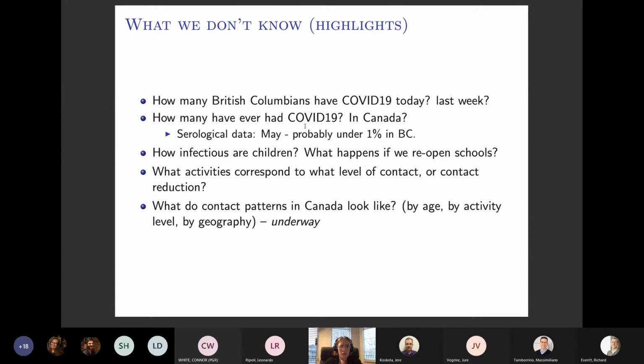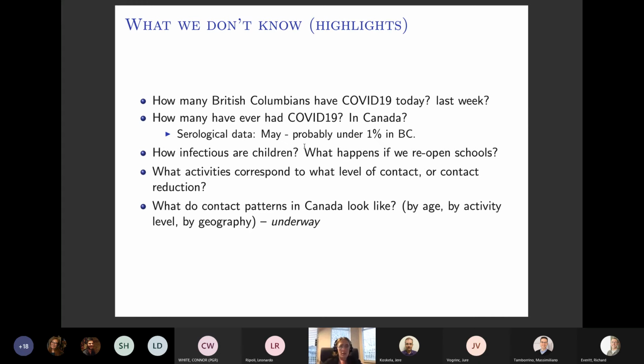How many people have ever had COVID? In BC, it was under 1% in May because we had our tiny curve. Those data are better now, more available. I think we still don't know how infectious children are and what's happening in schools, partly because we are not looking and we don't want to know. We're kind of head in the sand there to some extent. I think children are probably not as much a driver as they are with flu, and it's probably not as bad as we might have worried about, but it's not perfect. Okay, and then contact patterns.